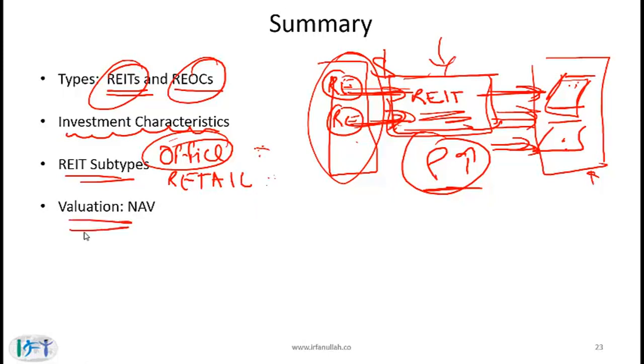Valuation is important, and there are several ways of valuing REITs. One method is to use the NAV or net asset value. The NAV is the market value of assets, which would be these underlying properties, minus the market value of debt. NAV on a per share basis would be the overall NAV divided by the number of shares which have been issued. The next question becomes, how do we calculate NAV?